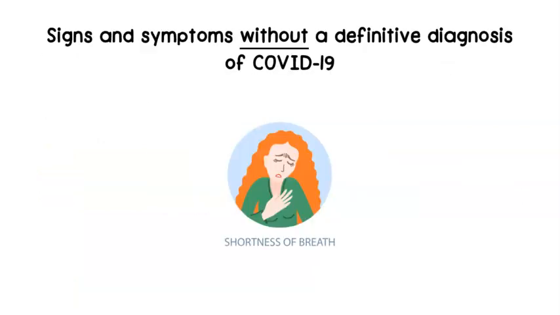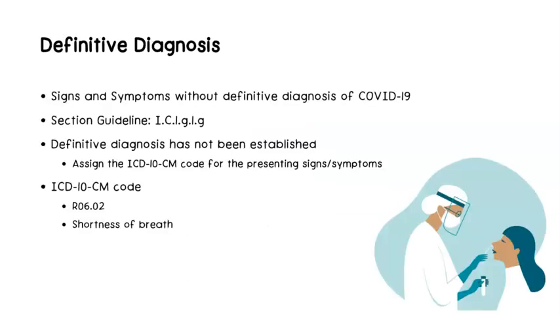As you recall, shortness of breath is one of the signs or symptoms of COVID-19. For patients presenting with any signs or symptoms discussed in the last slide, such as shortness of breath, and where a definitive diagnosis has not been established, you will assign the appropriate code or codes for each of the presenting signs and symptoms, such as ICD-10 code R06.02 for shortness of breath.